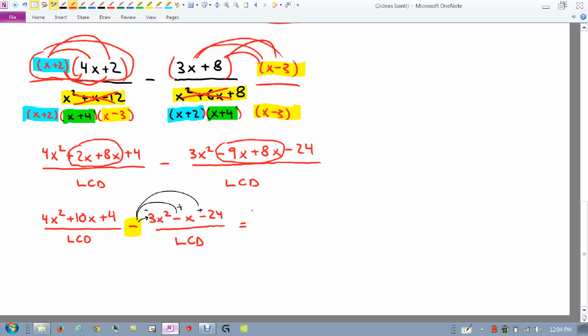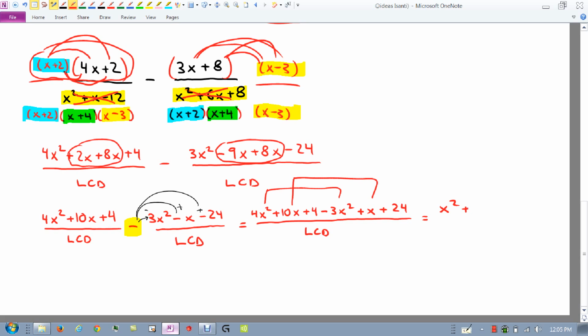So I will have 4x squared plus 10x plus 4. Now minus 3x squared. Then I'll have a plus x, and I'll have a plus 24. All of this over my LCD, which is, let me clean up the top here. 4x squared, take away 3x squared is x squared. 10x and x is 11x. And then 4 and 24 is 28. All over my LCD, I'm going to go ahead and write this down.